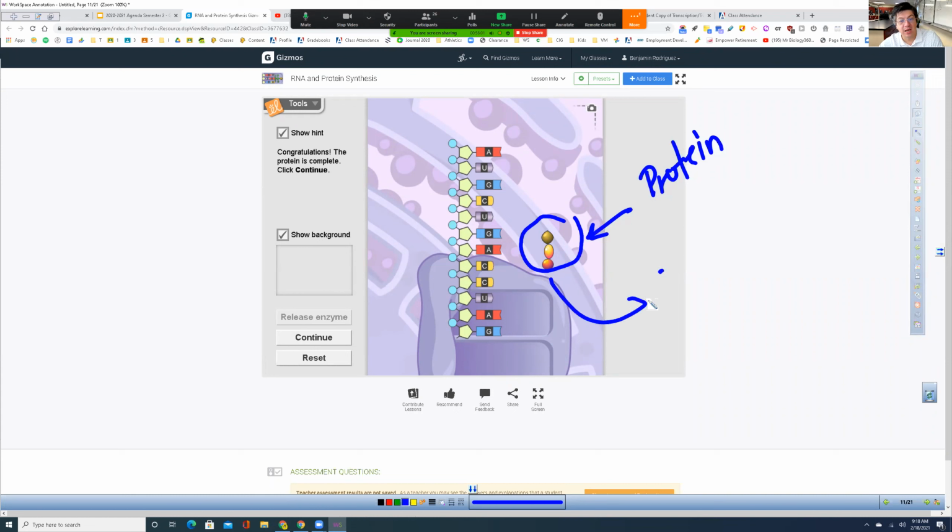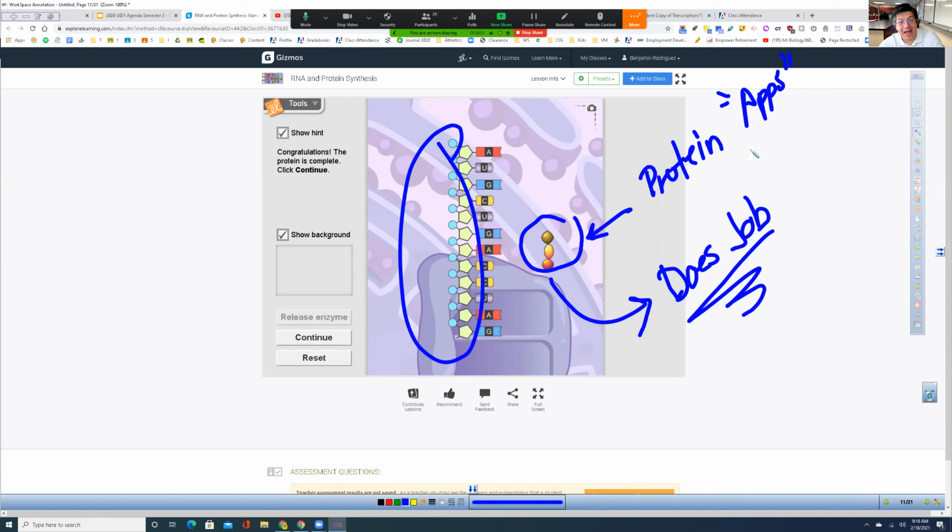And now this protein goes out into the cell and does some sort of job. Different proteins do different jobs. That's why I told you, think of proteins like apps, right? And the code determines what app or what protein you're going to make and what job it's going to do for your cells.